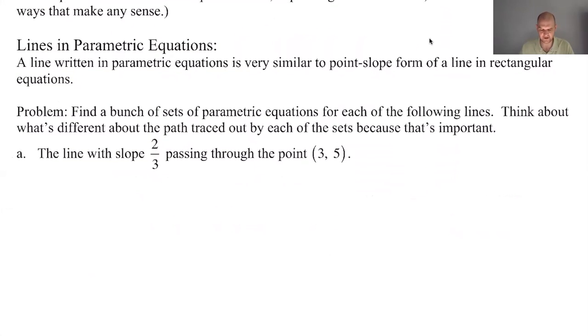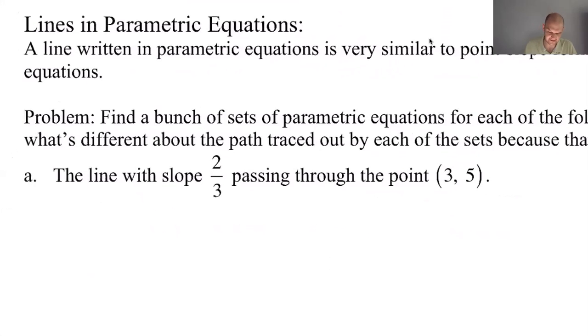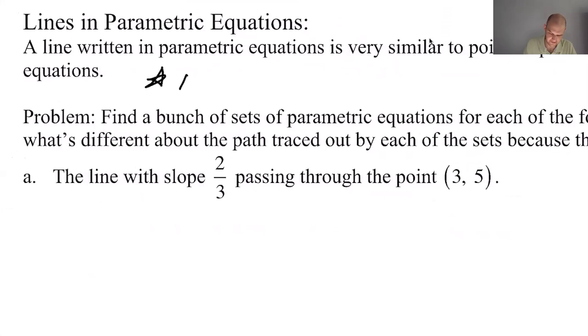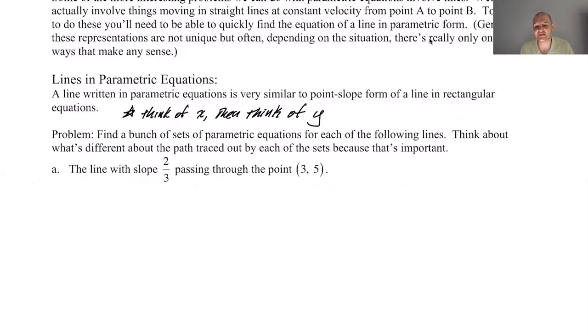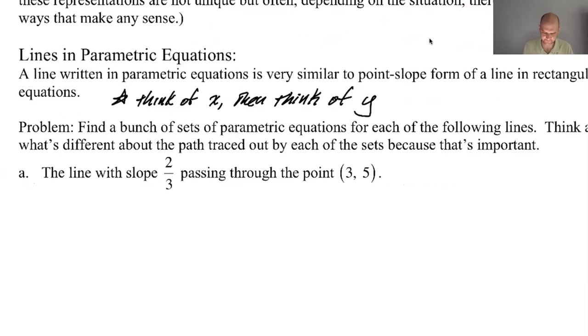So lines in parametric equations. It feels very similar to point slope form to me. What you have to do is get used to the idea where you first think about x. So think of x, then think of y. And you don't really need to think of them together. And that's weird. That's just different from how you're used to lines working.